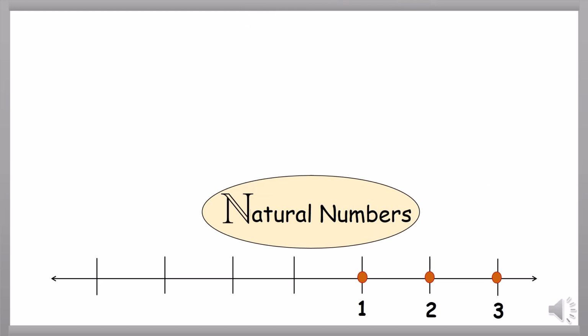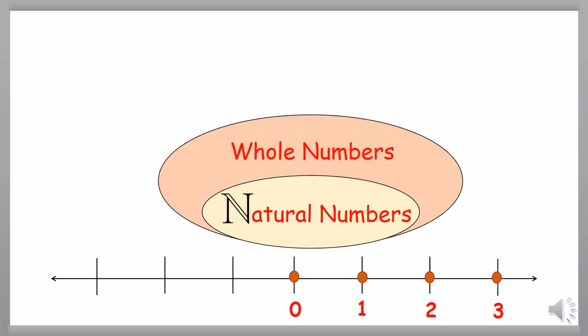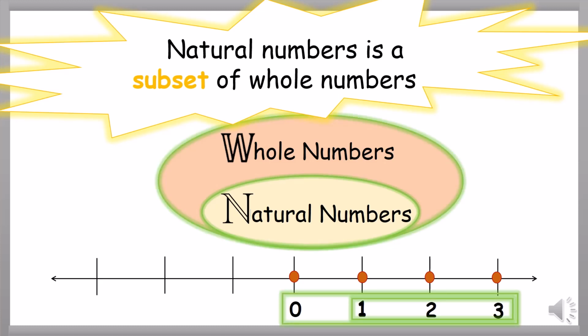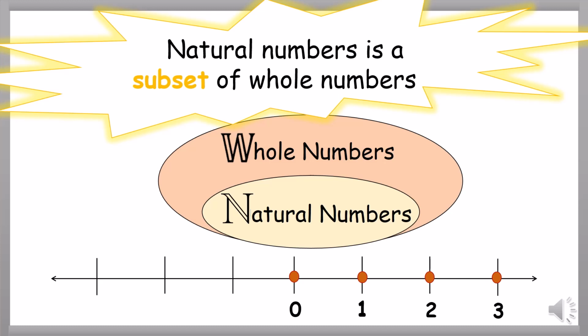Next, natural numbers, together with 0, form a set of whole numbers, which is denoted by this symbol. In other words, natural numbers are a subset of whole numbers since all natural numbers are also included in whole numbers. But remember that natural numbers start from 1 while whole numbers start from 0, followed by 1, 2, 3, 4, 5, and so on.